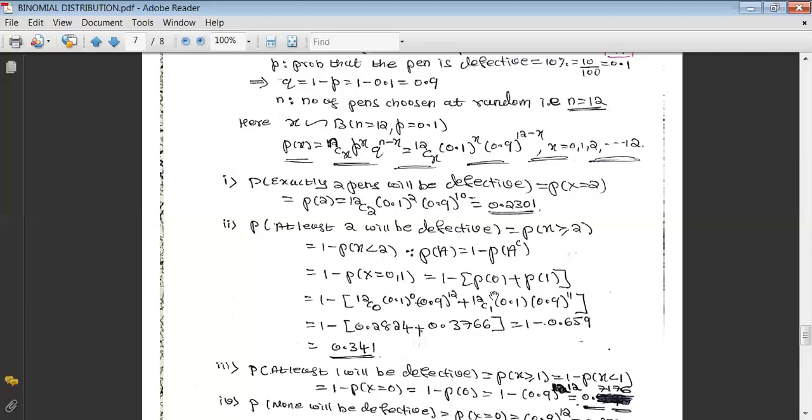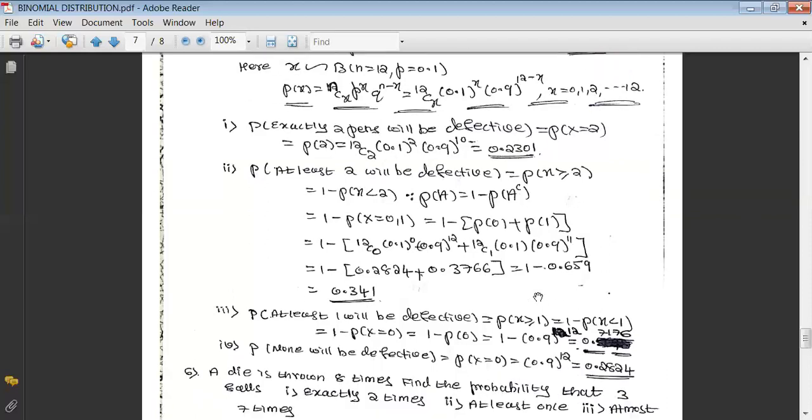Again, this 0 and 1 can be written as 1 minus p of 0 plus p of 1 as the values are mutually exclusive. And p of 0, take x equal to 0, you'll get this. Take x equal to 1, you'll get this. The value of this one is going to be this using the calculator, and the value of this one, once we calculate using the calculator, will result like this. The sum of these two will be this, and 1 minus this will be 0.341. That 0.341 represents probability of having at least 2 defectives out of 12.